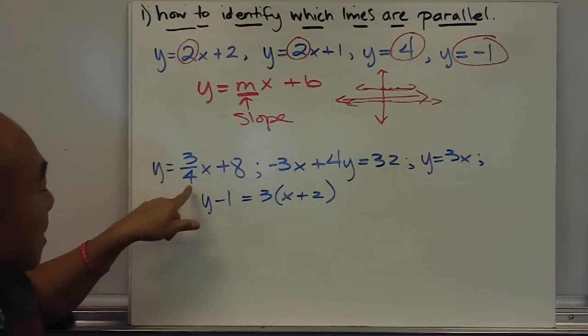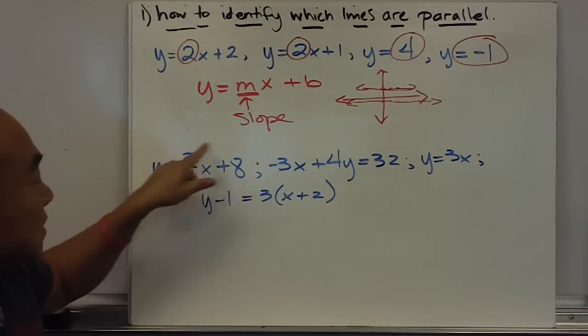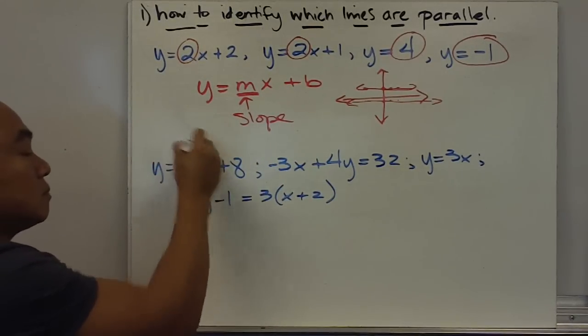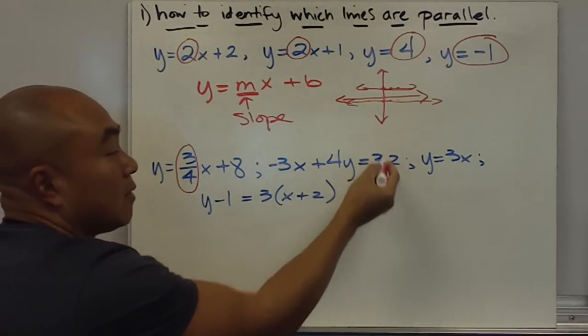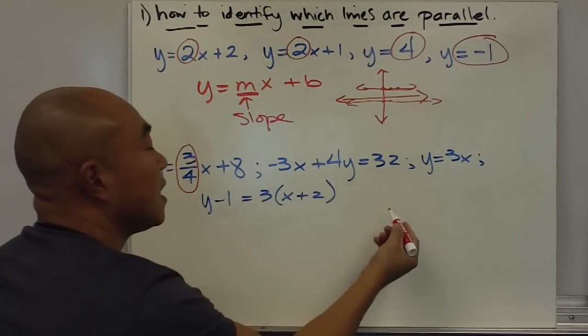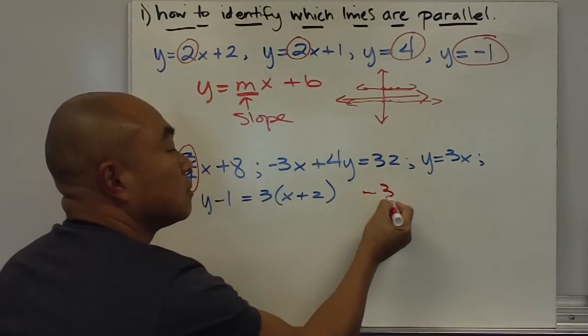So here we have 3/4 x plus 8. That's in y is equal to mx plus b. This is your slope. And here, that's not in the format yet, so we're going to go ahead and make that into the format. So let's look at that. Let's rewrite it.